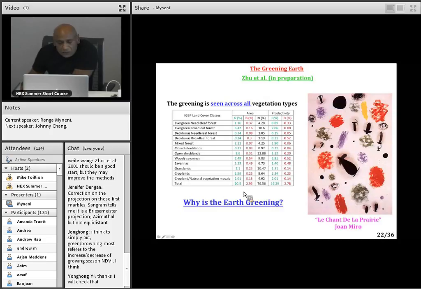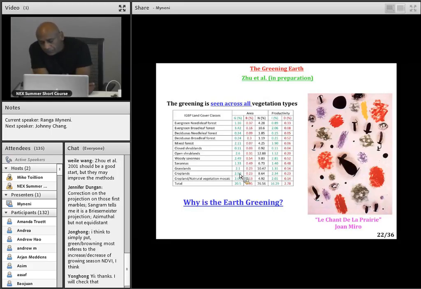But if you were to look at all the vegetation types or land covers, you see that this increase is not confined to any one particular vegetation type. You see it in all vegetation types. And interestingly, the more productive vegetation types, such as the evergreen broadleaf forests, and the mixed forests, and the woody savannas, and now obviously the croplands, those are the ones showing more greening and more productivity.